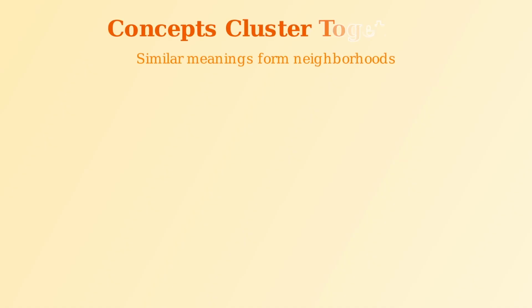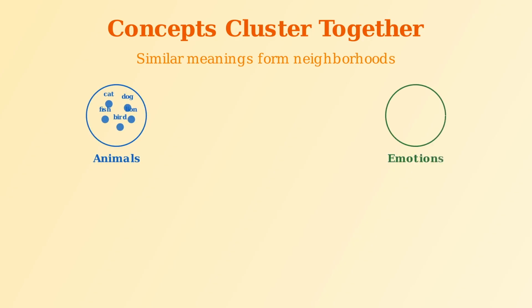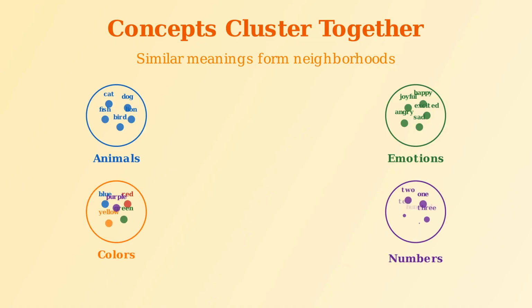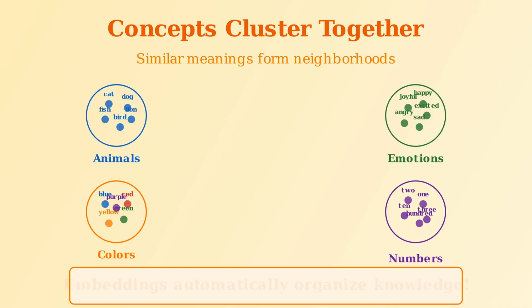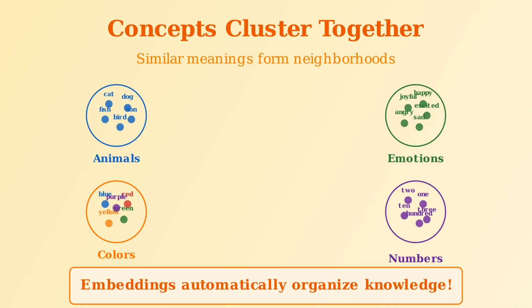Embeddings automatically organize knowledge into clusters. Animal words group together: dog, cat. Emotion words form their own neighborhood: happy, joyful, sad, angry. Colors cluster: red, blue, green, yellow, purple. Numbers gather: 1, 2, 3, 10, 100.